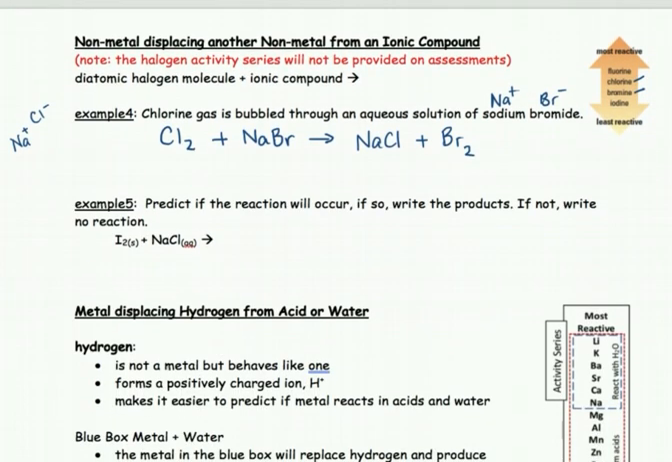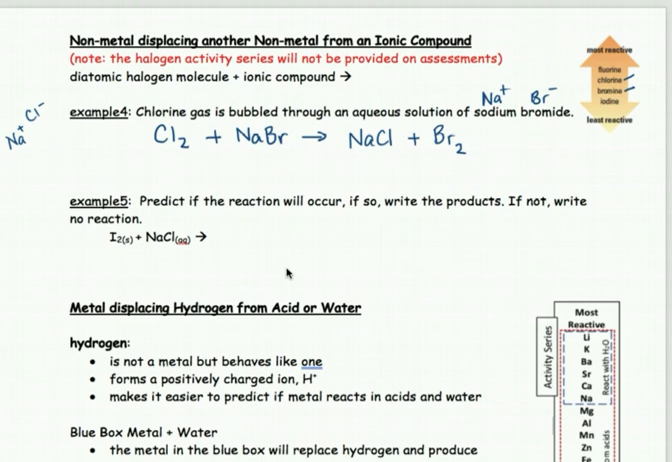But the halogens are diatomic, so you come in as a diatomic and react with sodium bromide, which becomes sodium chloride now, and then bromine gets booted out, and it's a diatomic. Okay, so let's just move on to example 5.